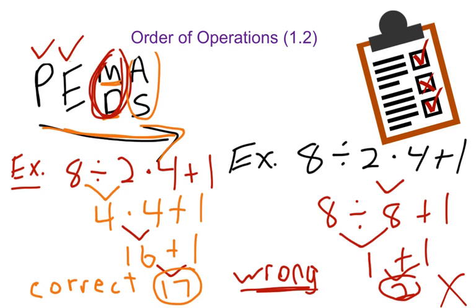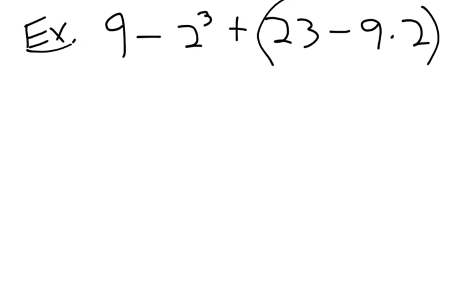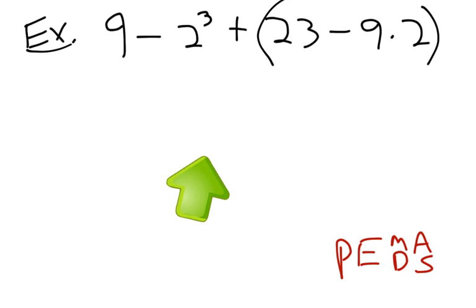All right, let's try an example that includes some more of these operations. Here we go, example 2. 9 minus 2 to the third power plus parentheses 23 minus 9 times 2. Well, before we go any further, I'm always going to write down PEMDAS just to make sure I'm keeping everything straight. And I recommend you do the same thing. So M/D, A/S.